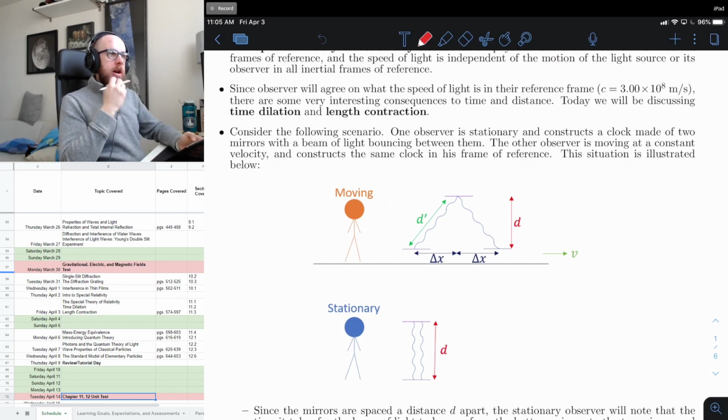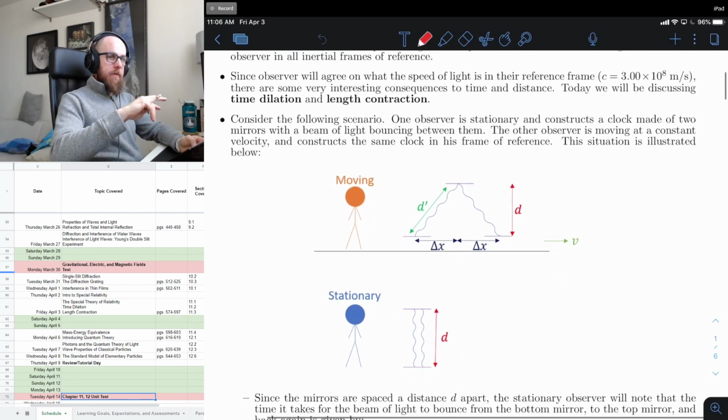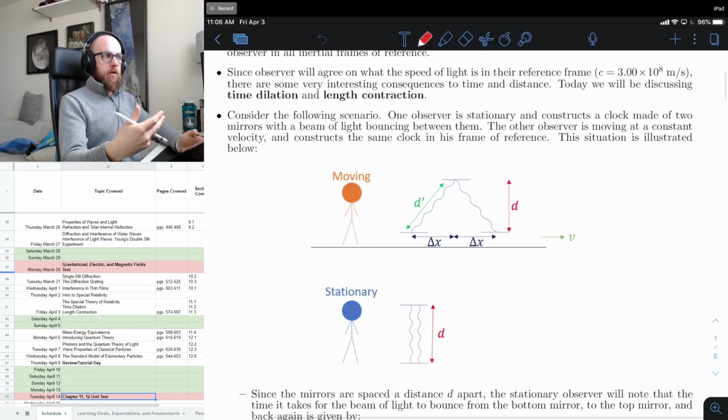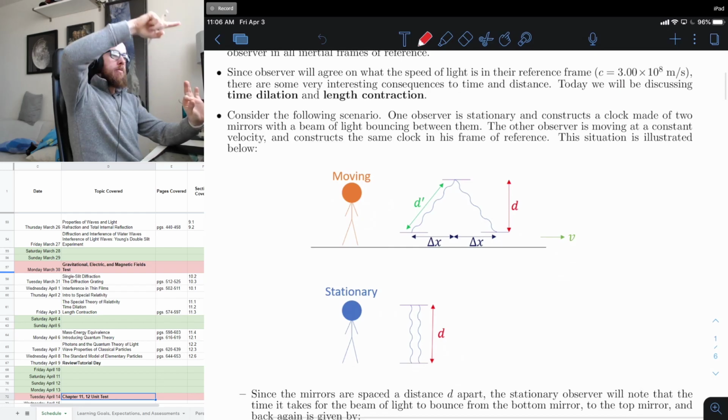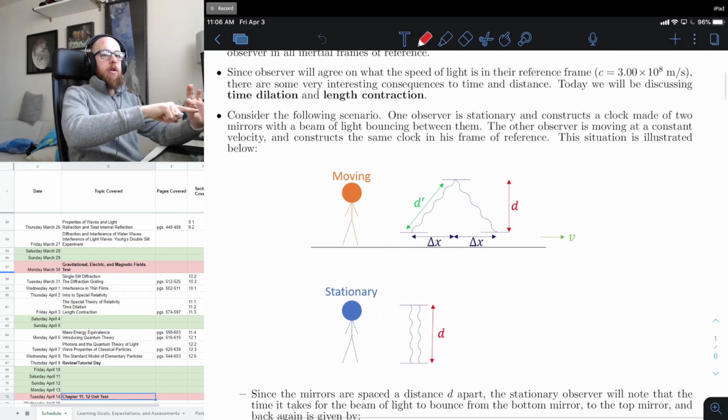Okay, so let's build up that clock example that we were working on yesterday. Let's consider the following scenario. We have two people, we call them observers. One observer is stationary, and they construct a clock that's made up of two mirrors, and there's a beam of light that bounces between the two mirrors. The way this clock works is they imagine the beam starting on the bottom mirror. They measure the time it takes for the beam to travel up to the top mirror and then back down to where it started.